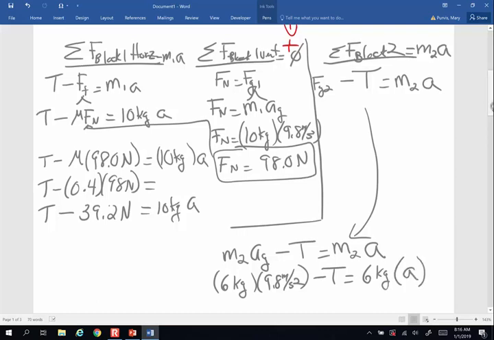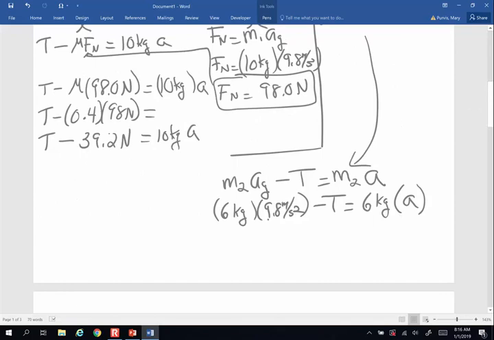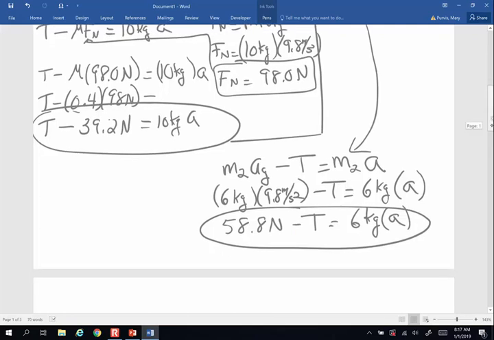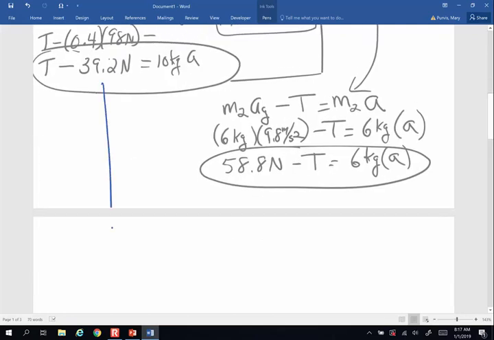All right, let's simplify this a little bit. 6 times 9.8 is 58.8 newtons minus tension is 6 kilograms times A. I have 2 equations, 2 unknowns. I don't know tension, don't know acceleration. I'm solving for acceleration. So what am I going to do? I am going to solve one of the equations for tension and then shove it into the other. And just because, I'm going to solve the first equation for tension.